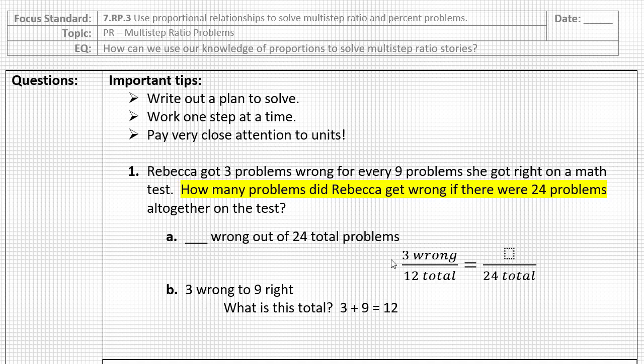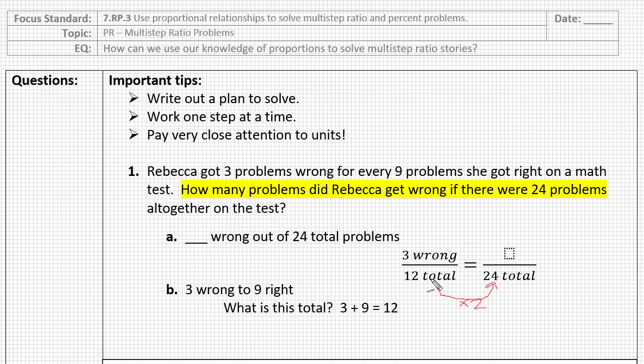So since we want to make it match the ratio that we're being asked for, of how many she got wrong out of the 24 total problems, it would make sense to set up proportions where we're comparing how many she got wrong to the total amounts. So that first ratio, as you see here, is 3 to 12. 3 wrong out of 12 total problems. So what can you do with this ratio and this proportion of equivalent ratios to solve the problem?